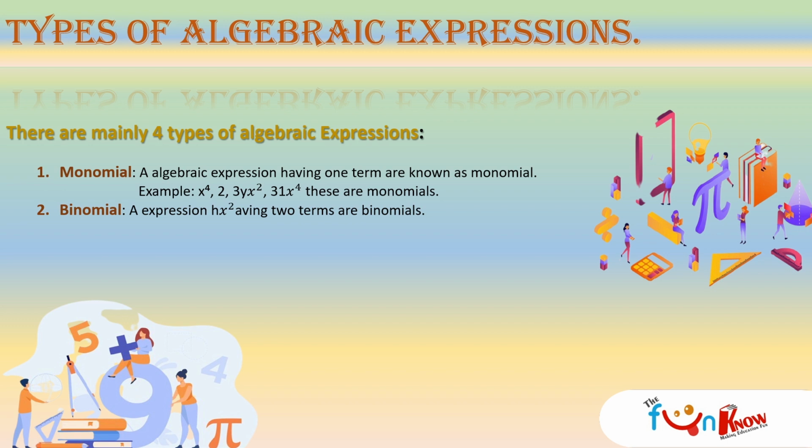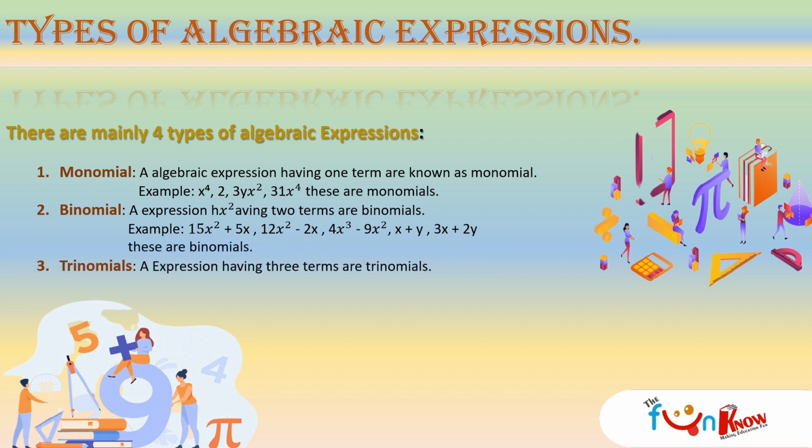Bi means two. So an expression which has two terms is known as binomial expression. Here students, see, 15x square is one term, 5x is another term. Both the terms have one operator in the middle. 12x square is one term, 2x is another term. Both the terms have a subtraction operator in the middle. So this is how, if there are two terms, then it is known as binomial. If there is one term, then it is known as monomial expression.